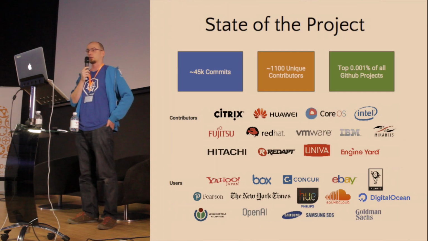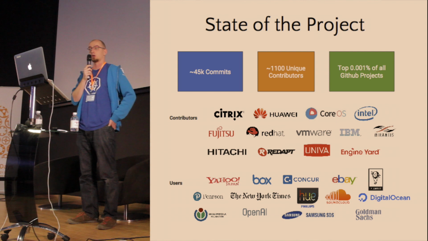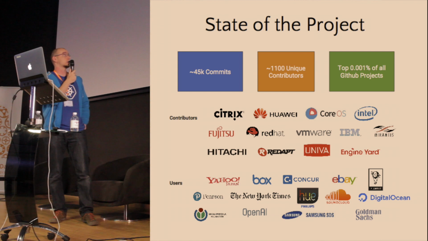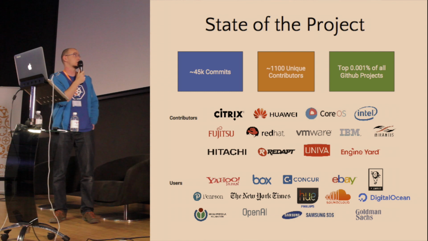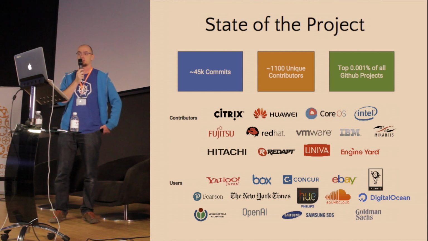Okay, my time here is slowly coming to an end, and I would like to give you a brief update on where we are with this project. Right now, the main repository contains about 45,000 commits from 1,100 different users. It's at the very, very top of GitHub projects. We have contributors from major companies like Red Hat, IBM, Intel, Huawei, Fujitsu, Hitachi, and users with big names: Yahoo, Box, eBay, New York Times, Samsung, Goldman Sachs, and the company that brought you Pokemon Go last year.